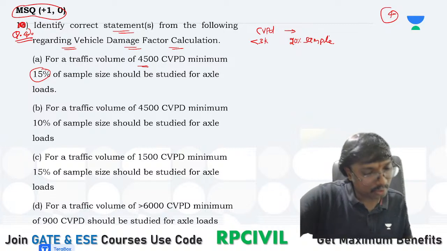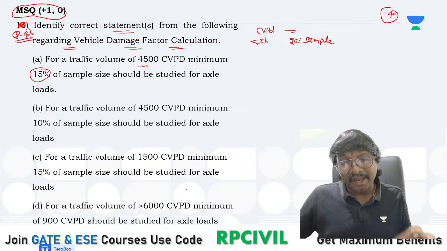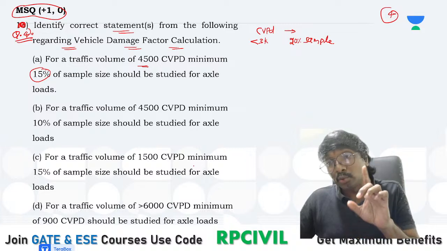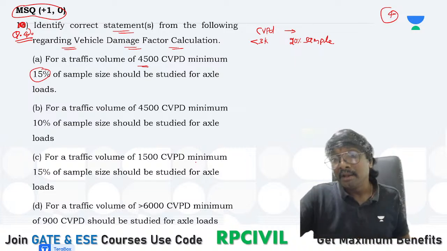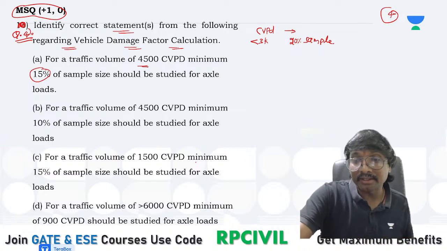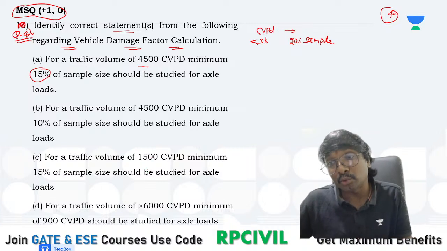20% sample size we have to go for, right? Yes, this question is from the table. Actually, that is a modified table. In 2012, one table is there. In IRC 37 2018, one more table comes into the picture. This is the same table, but a little bit modified, based on the modification of the 2018 code.